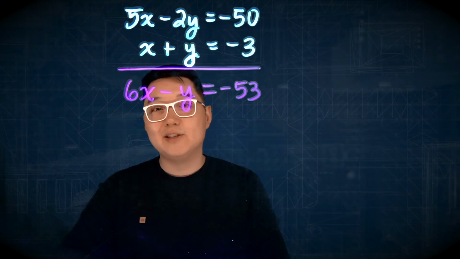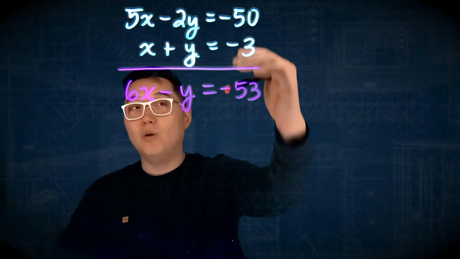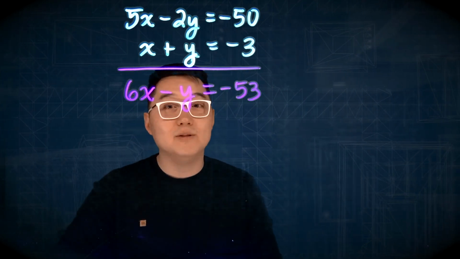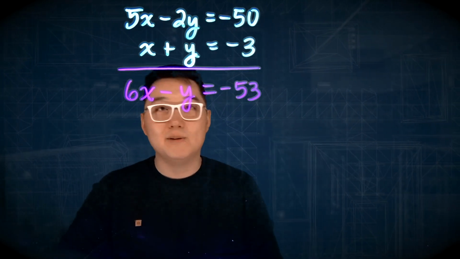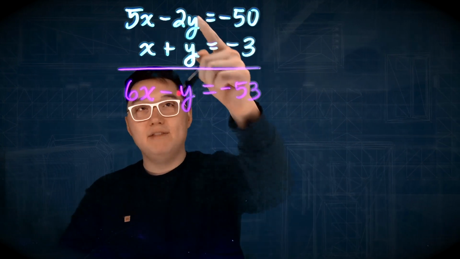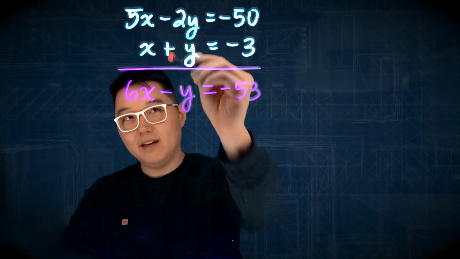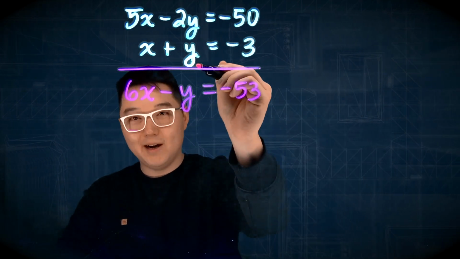However, we can actually manipulate or change one of these two equations such that when you combine them, one of the variables do get eliminated. Here's what I mean. If this right here is negative 2y, I kind of wish that this right here is a positive 2y.